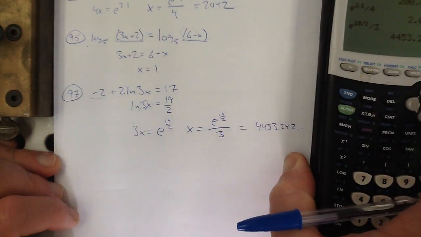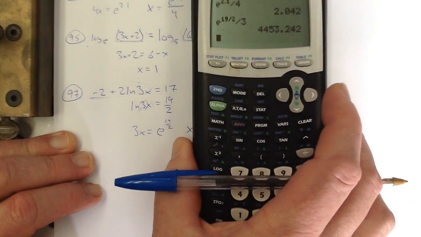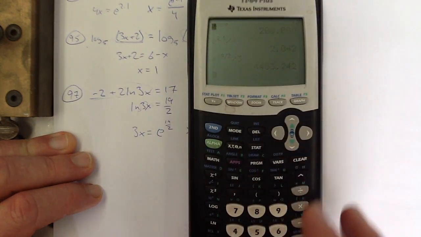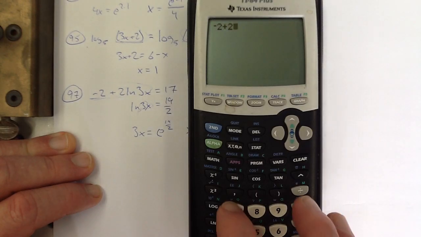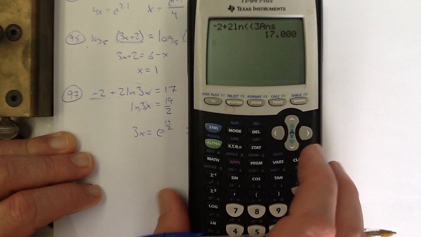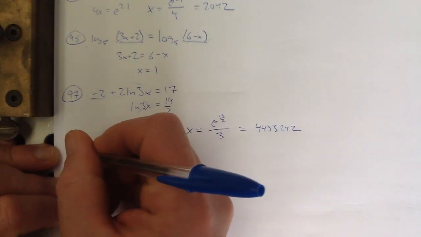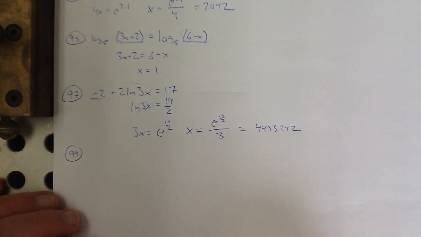And we could check that one, maybe, just to do it on this side and see if we get 17. So let's see. Negative 2 plus 2 times the natural log of 3 times our answer is 17. Sure enough. Right.